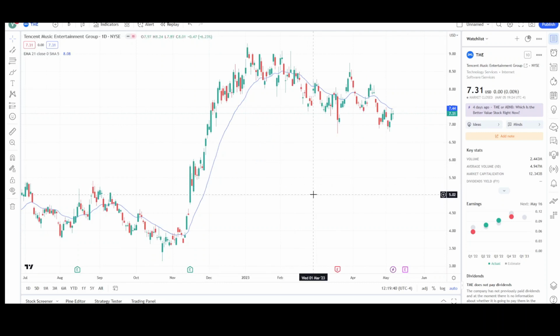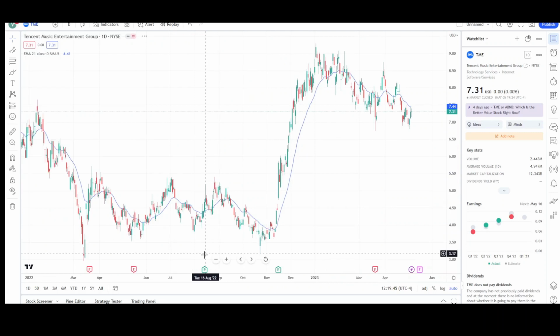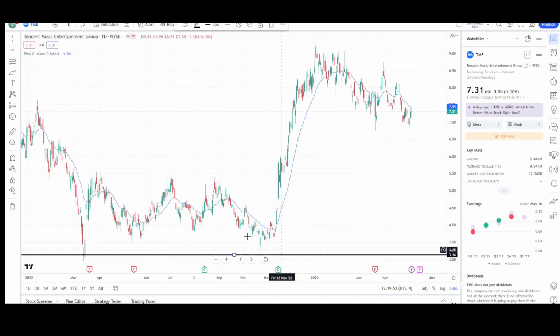So let's take a look at TME on the daily chart with the 21 bar EMA. So it looks like after this double bottom occurred here in October of last year from the 3.15 level, that's when prices rocket out higher. So let's go and put a line right there. So that was a very strong support.